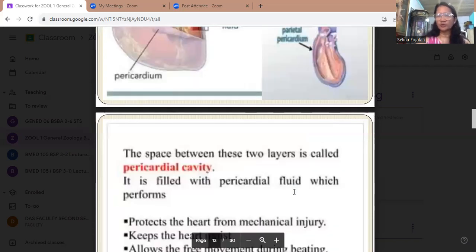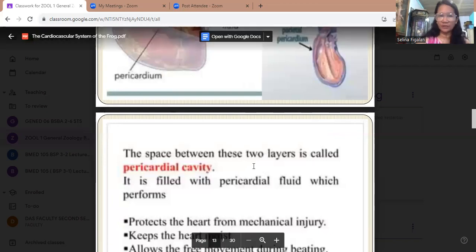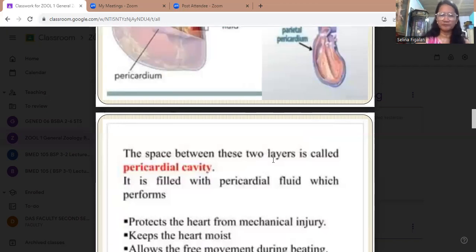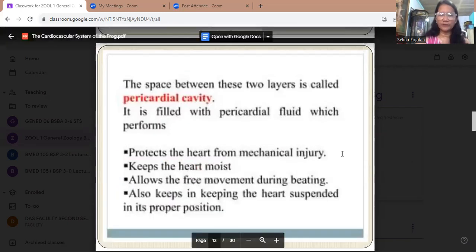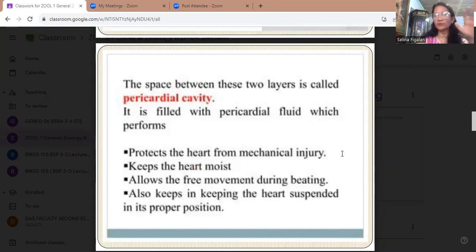Okay. There is a space between the two layers. Diba? The space between the two layers of your pericardium, that is what we call the pericardial cavity, which is filled with pericardial fluids. Okay, kaya nga if there is a problem, mapupuno ang puso natin kasi there is a pericardial fluid which is present along the pericardial cavity. Okay, it protects the heart from mechanical injury. For example, if there is a lub dub, diba pag nagfa-function yung ating puso, nag-contract and then they relax.